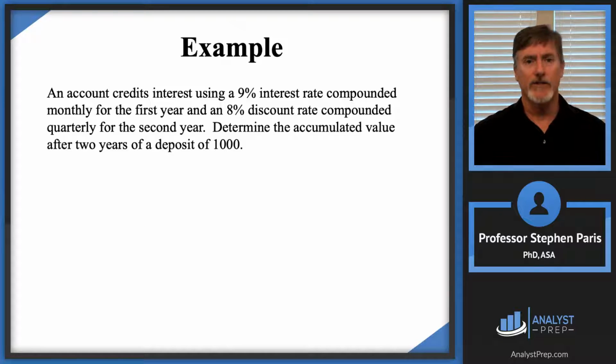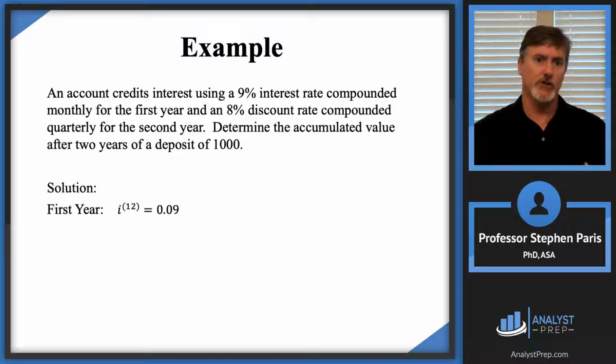An account credits interest using a 9% interest rate compounded monthly for the first year and an 8% discount rate compounded quarterly for the second year. So the question is to determine the accumulated value after 2 years of a deposit of $1,000.